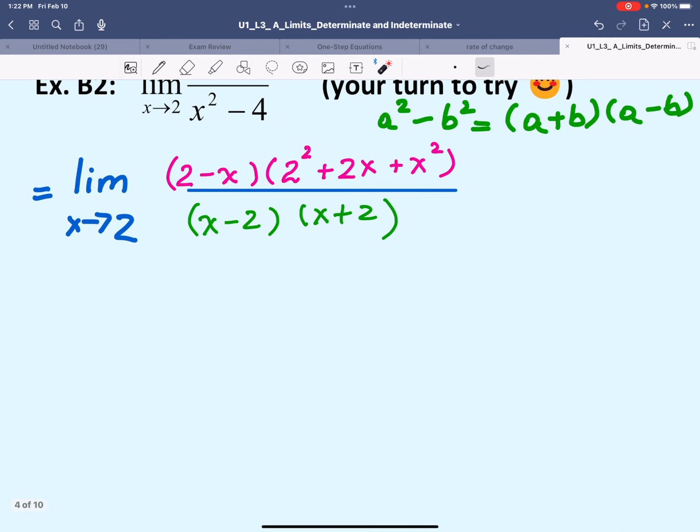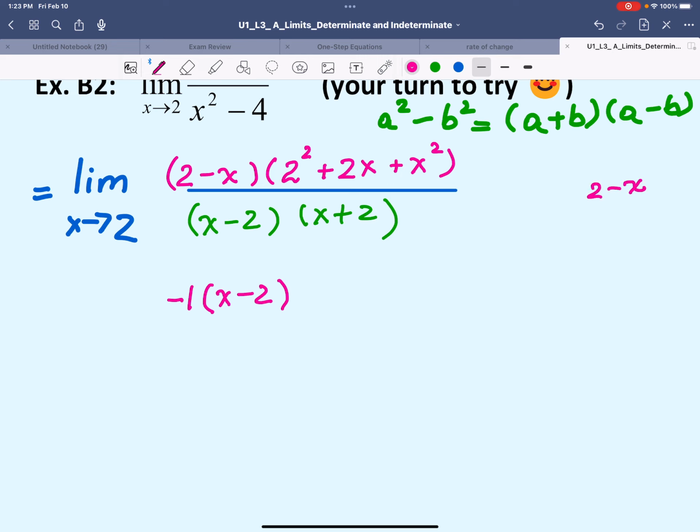So when you see that you have a binomial where the terms are exact opposites of each other, so x, negative x, 2, negative 2, it means that we can take out a factor of negative 1 from one of them. So I'll take out the factor of negative 1 from 2 minus x, and that will change 2 minus x into negative 1 times x minus 2. I will explain it on the side, just in case you need an extra explanation.